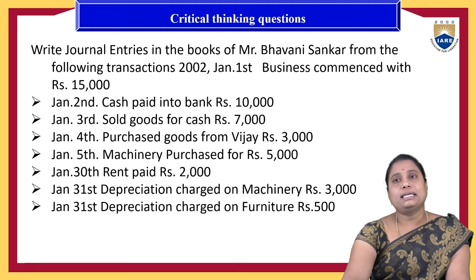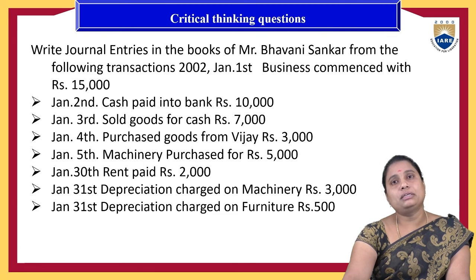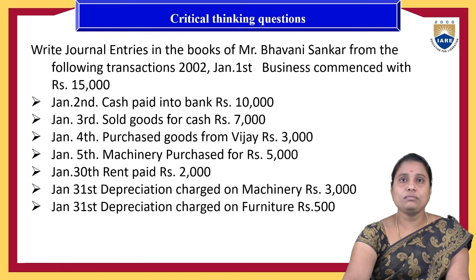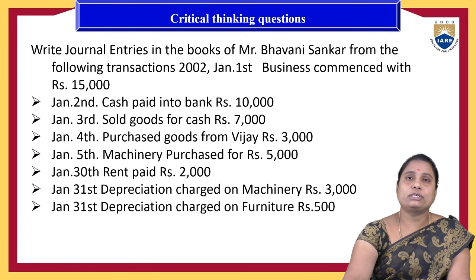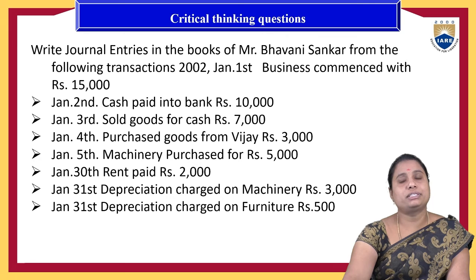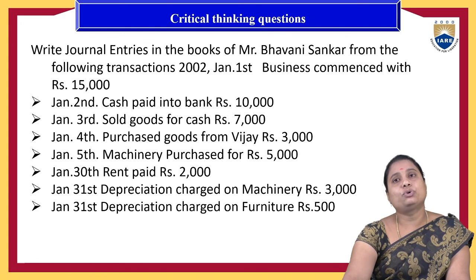So capital cash account. Capital is going to come under the capital account, and cash account debit to capital account 15,000. January 2nd, cash paid into the bank means cash is going out, bank is coming in. So cash account debit to bank account, credit to cash account.